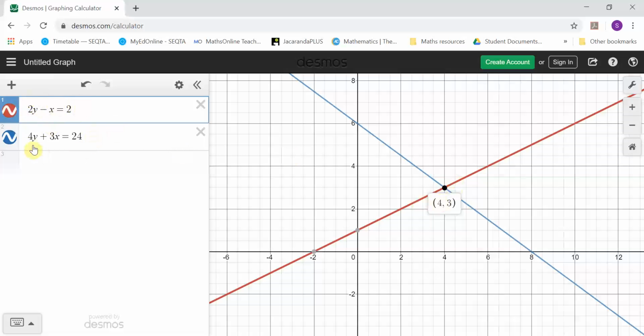We can also check it using substitution for the blue equation. Y is 3, x is 4. 4 times 3 is 12, plus 3 times 4 is 12. 12 plus 12 gives us 24. So we can see that this point (4, 3) is the only point anywhere on these two lines where they intersect. It's the only point that is a solution for both of those lines. So the solution to our simultaneous equations is the point (4, 3).